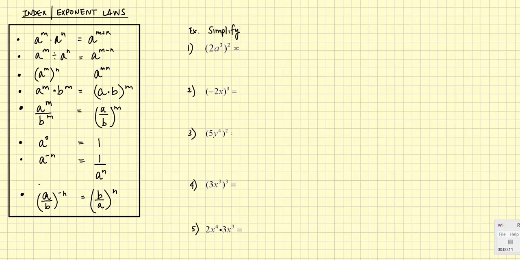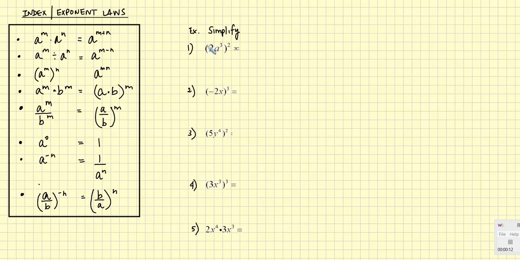Okay, so I've placed here on the left hand side all the laws that you are responsible for. You should have these laws with you all the time as you are solving your problems, because what you're going to encounter now is not just using one of the single laws for every problem, but you may have to use several laws for one problem in order to simplify. So it's good to keep them close by.